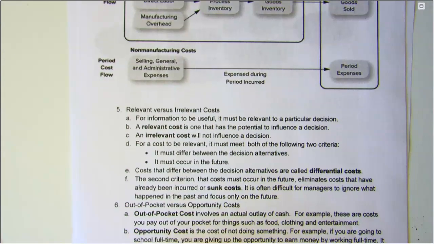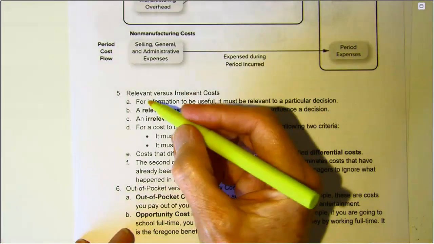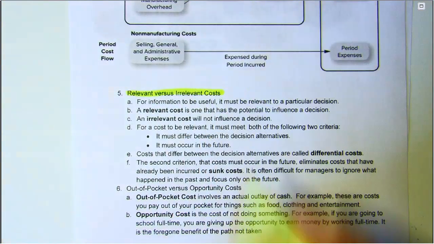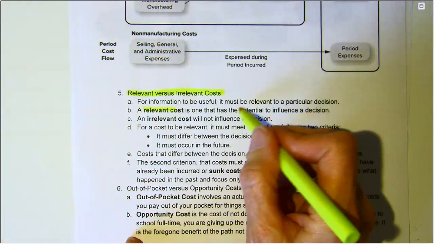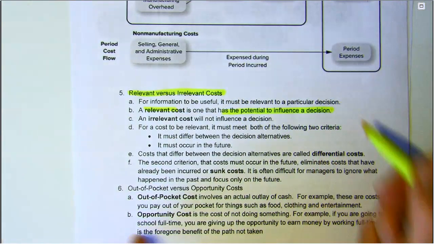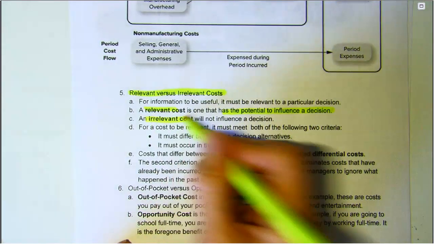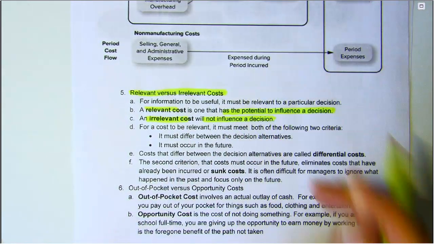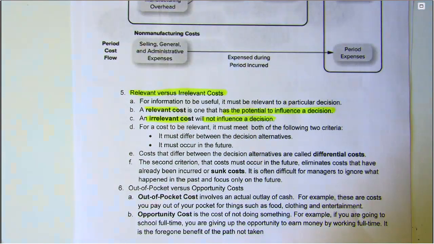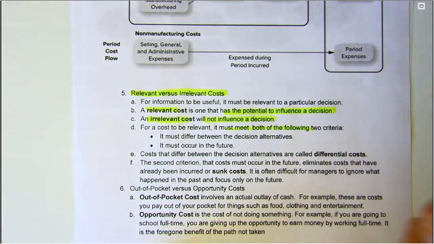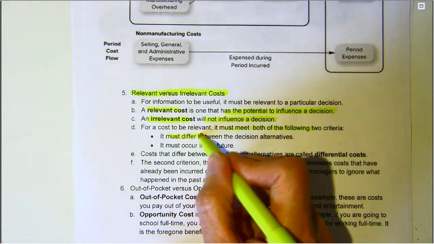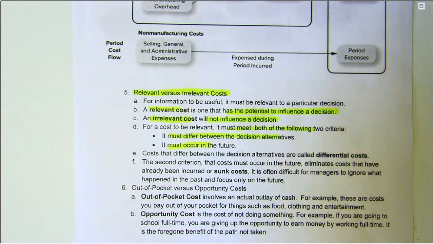Okay, just a few more cost categories. First of all, relevant versus irrelevant costs. For information to be useful, it must be relevant to a particular decision. Relevant means that it has the potential to influence that decision. Irrelevant means that it will not influence the decision. So for a cost to be relevant, it must meet both of these two criteria. It must differ between alternatives, and it must occur in the future.